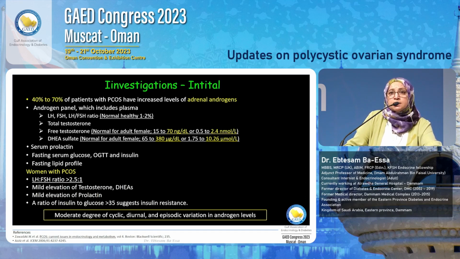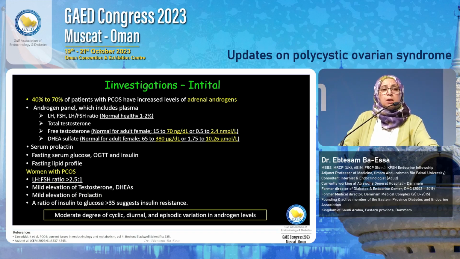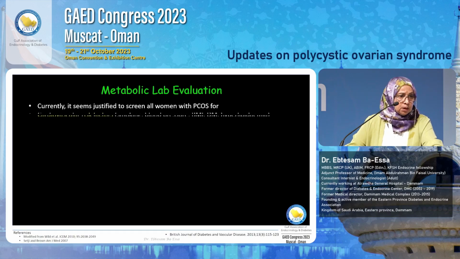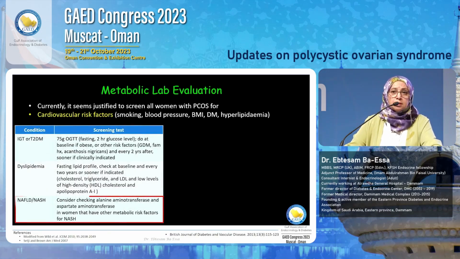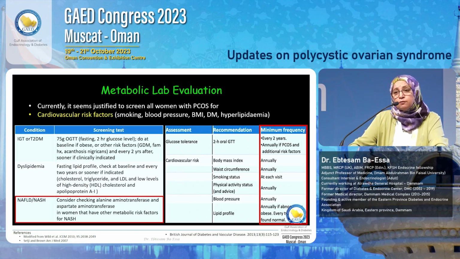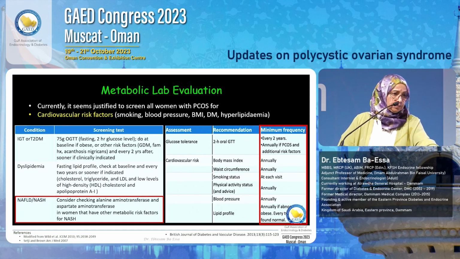Women with polycystic ovary disease usually have an increased ratio of LH to FSH of more than 2.5. They may have mild elevation of testosterone, dihydroepiandrosterone sulfate, as well as serum prolactin, and they may have an increased ratio of insulin to glucose that may indicate insulin resistance. And moderate degree of cyclic, diurnal, and episodic variation should always be considered when testing the hormones. You should also always consider testing and evaluating the cardiometabolic risk, checking blood pressure, dyslipidemia, looking for fatty liver with liver enzymes, and you should do that annually if you confirm that the patient has polycystic ovary syndrome.